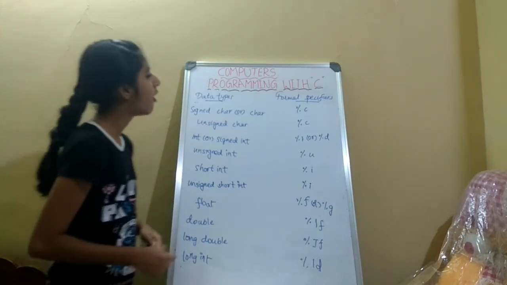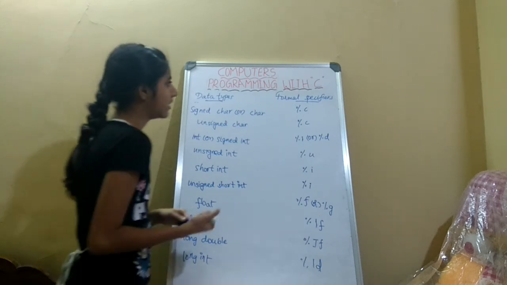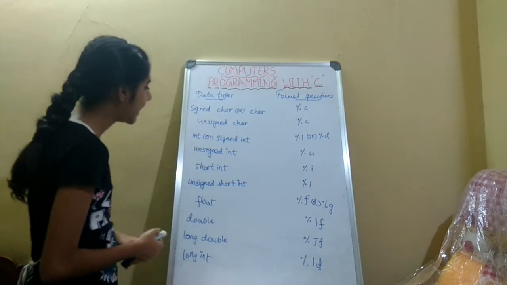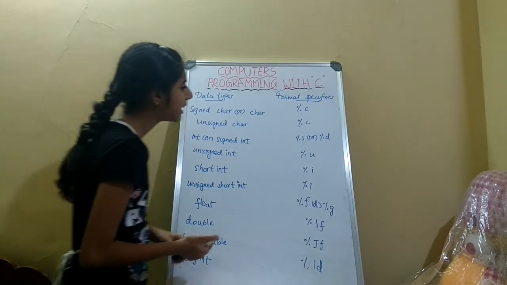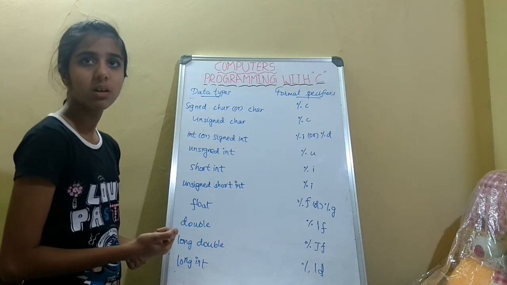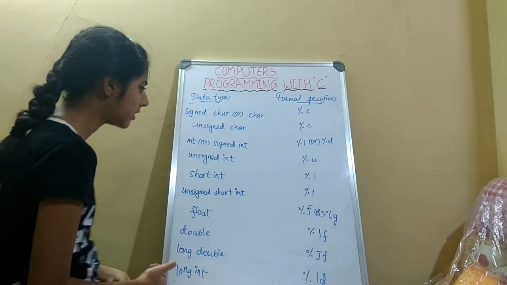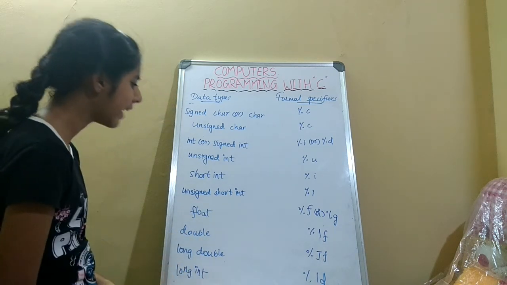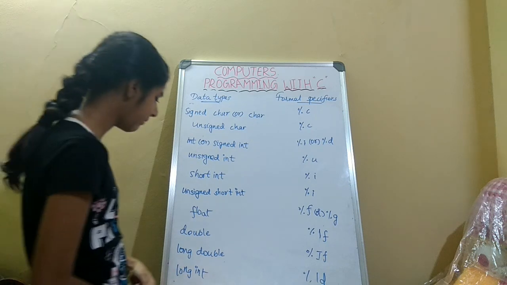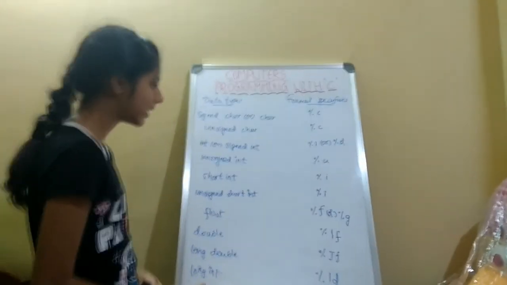These are data types and format specifiers. Signed char or unsigned char: %c. Int or signed int, unsigned int: %i or %d. Short int: %i, unsigned short int: %i. Float: %f or %g. Double: %lf. Long double: %Lf. Long int: %ld.